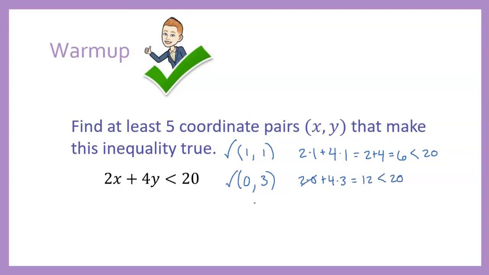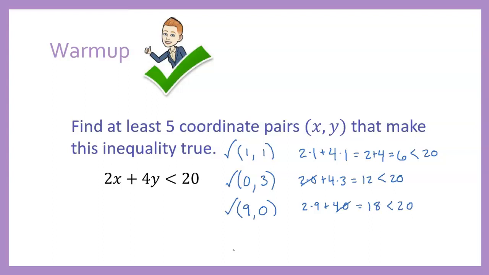Similarly, I could look at a 0 for the y value. So I could do something like 9, 0. Why would 9 work? Well, because 2 times 9 is 18, which I know is less than 20. So 2 times 9 plus 4 times 0. That term's going to go away. 2 times 9 is 18. That's less than 20.